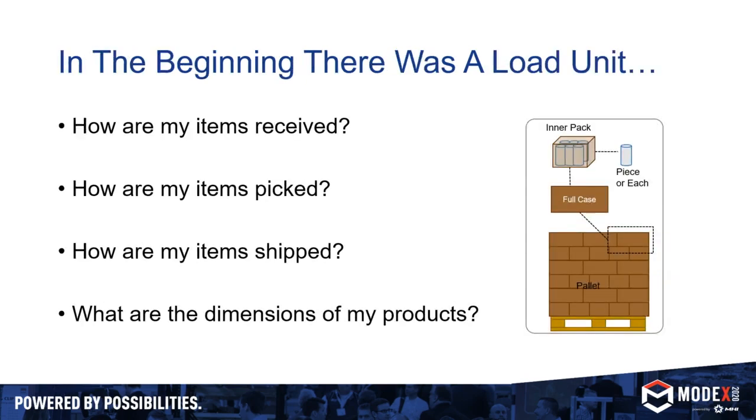So as my engineering director always said, in the beginning there was a load unit, and obviously this is the big key component you want to get a grip on, as the ASRS that you're going to have is to be designed around what that load unit or transport unit is. How are my items received? Are they coming in full pallets? Are they coming in rainbow pallets? Are they going to be mixed SKU pallets?